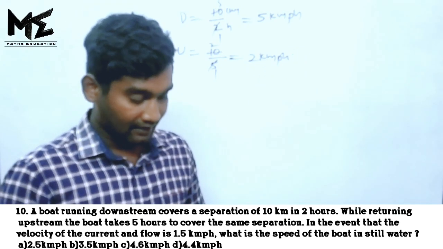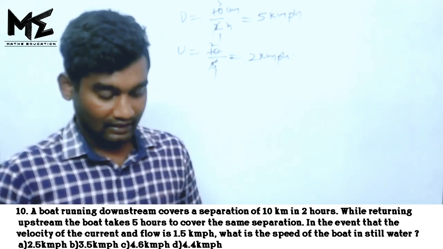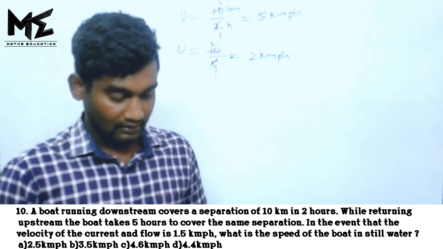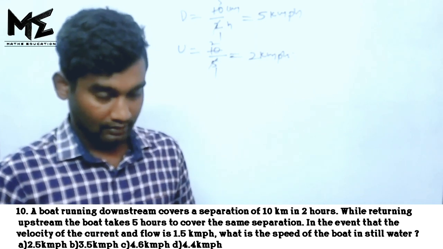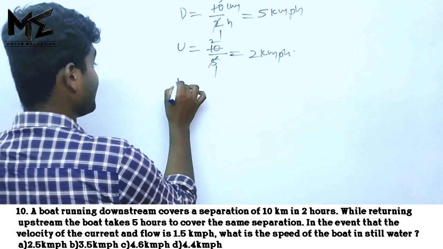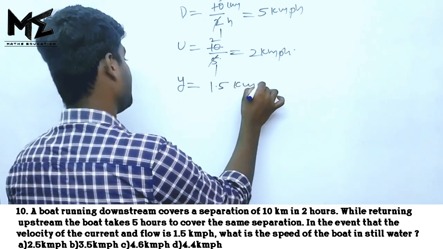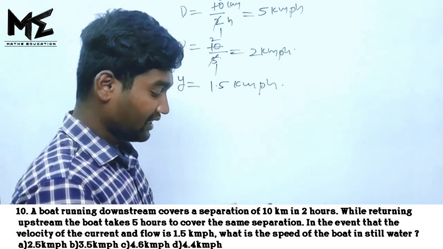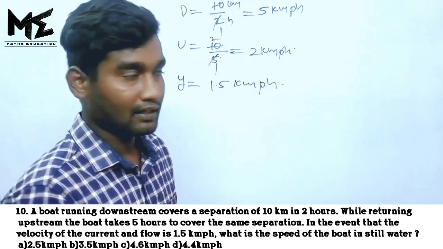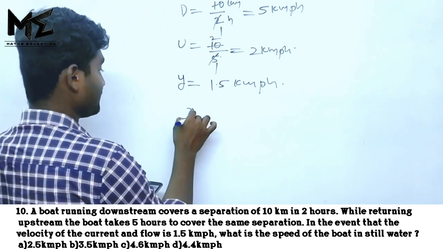In the event that the velocity of the current flow is 1.5 kilometers per hour, so here we have y equals 1.5 kilometers per hour. What is the speed of the boat in still water? So x we need to find.